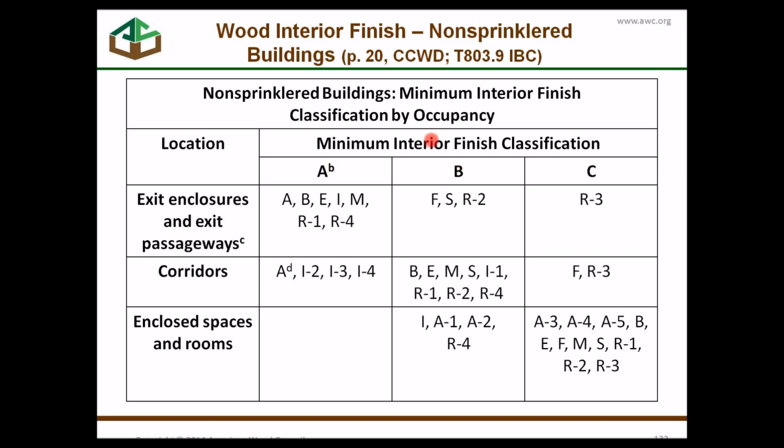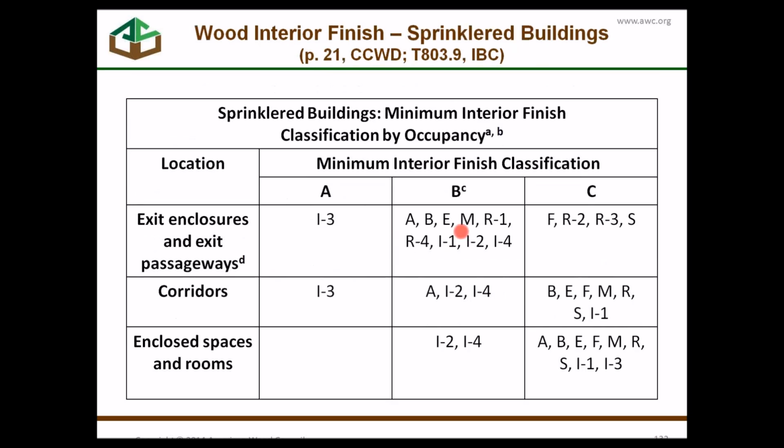You've got Class A. This is non-sprinklered buildings. So for these use groups and your exit enclosure and so forth, you're up to Class A. You have some exceptions in the footnotes. We won't take the time to go through them. You can check them in the Code Conforming Wood Design. But we'll see with sprinklered buildings, these all get shifted over here to B for your exits, and rooms and enclosed spaces for the most part are allowed to be C in all these use groups.